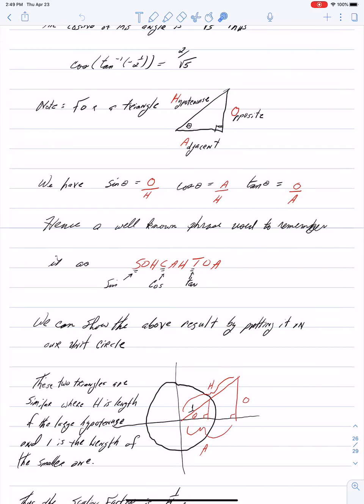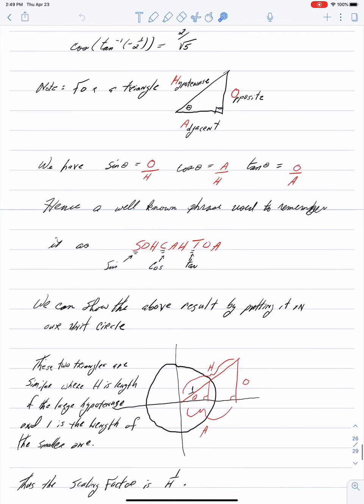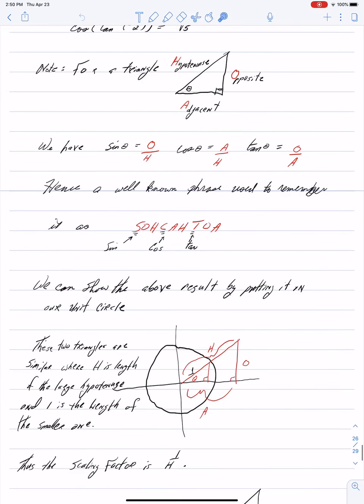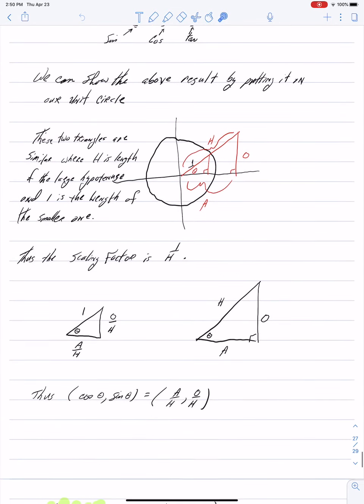In fact, oftentimes triangle trig is all that's taught. And there's this little mnemonic device down here. Sine is opposite over hypotenuse, so SOH, get it? Cosine is adjacent over hypotenuse, so CAH. Tangent is opposite over adjacent, so TOA. So a lot of people have been taught to remember that by the "Indian" phrase SOHCAHTOA. All right? So now I want to talk about why that's true.